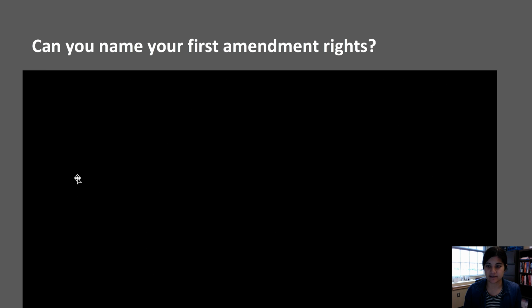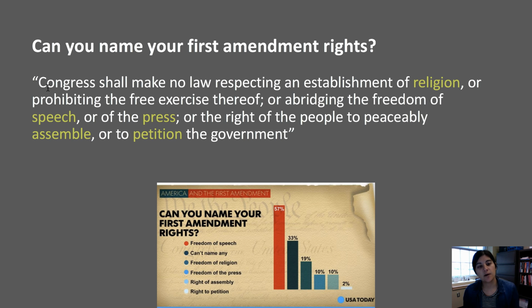Okay, you've had a few minutes to think. Let's reveal what those rights are. We know from the First Amendment that there are essentially 5 specific freedoms outlined, right? We have freedom of religion, freedom of speech, freedom of the press, freedom of assembly, and freedom to petition the government. So as you can see there, if you weren't able to name all 5, you are not alone. 33% of the American public could not name any of our First Amendment rights. So you're already ahead of them now.